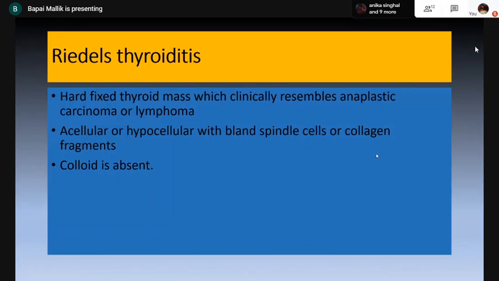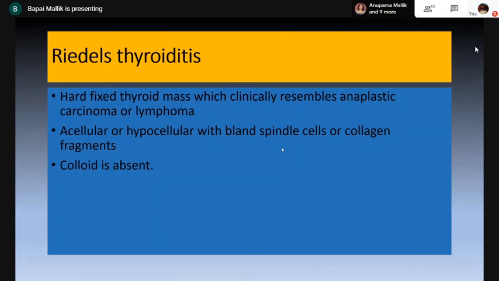About Riedel thyroiditis, I do not have any pictures. They usually produce a hard, fixed thyroid mass that clinically resembles anaplastic thyroid carcinoma and lymphoma. So that is a very important thing to keep in mind. They are usually acellular or hypocellular with bland spindle cells if you're lucky, or some collagen fragments. Colloid is absent.